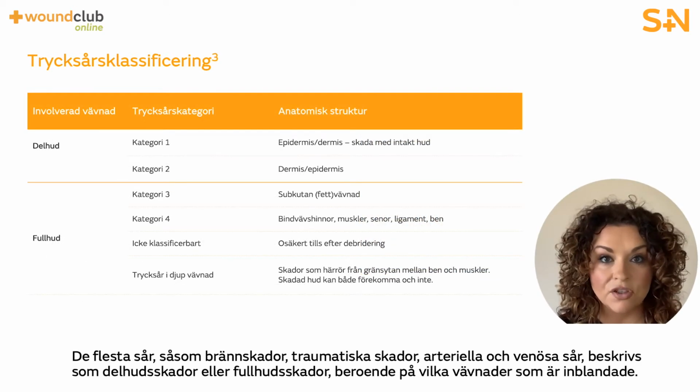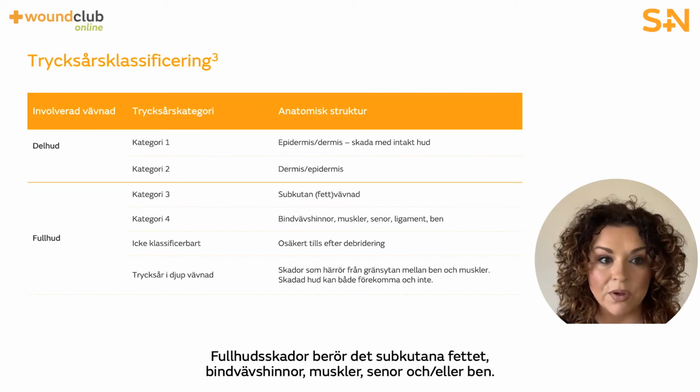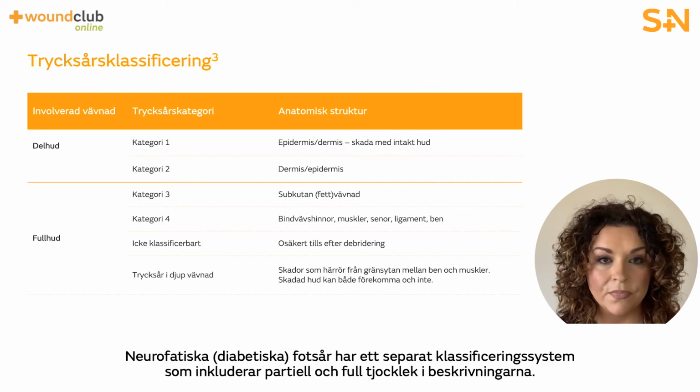Most wounds, such as burns, traumatic injuries, arterial and venous ulcers are described as partial thickness or full thickness, depending upon the tissues involved. Partial thickness wounds involve the epidermis and the dermis. Full thickness wounds involve the subcutaneous fat, fascia, muscles and/or bone. Neuropathic or diabetic foot ulcers have a separate classification system, which include partial and full thickness in the descriptions.